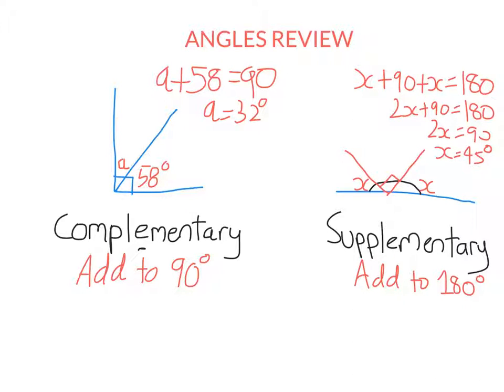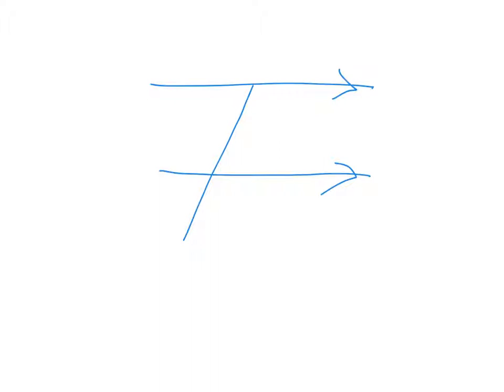So now we're going to review angles in parallel lines. Please pause and copy this down if you need. So remember, two lines are said to be parallel if those two lines never meet. And we usually put some arrows on to indicate that they're parallel. So if they're going in the same direction, they will never meet. So remember, we can draw a line across those parallel lines called a transversal. That's a line that cuts parallel lines.